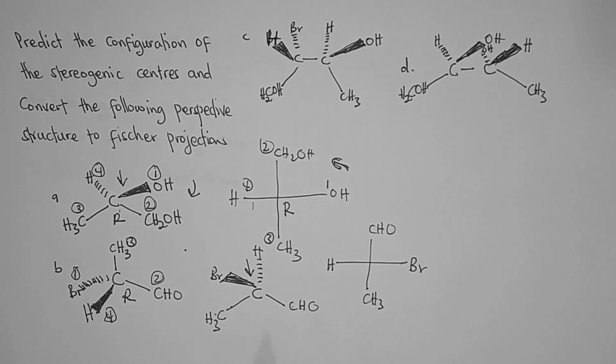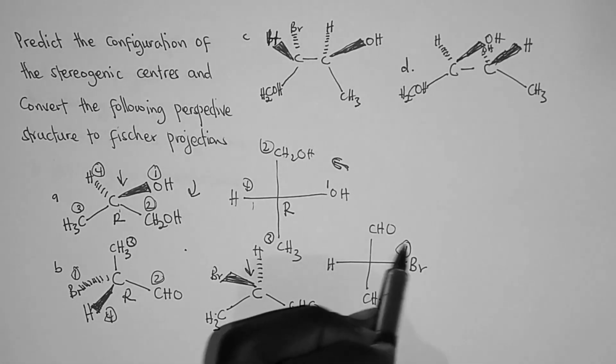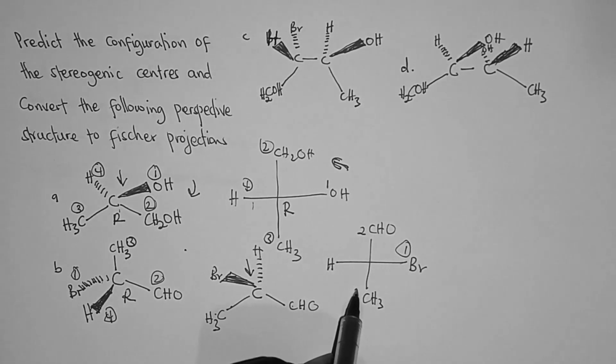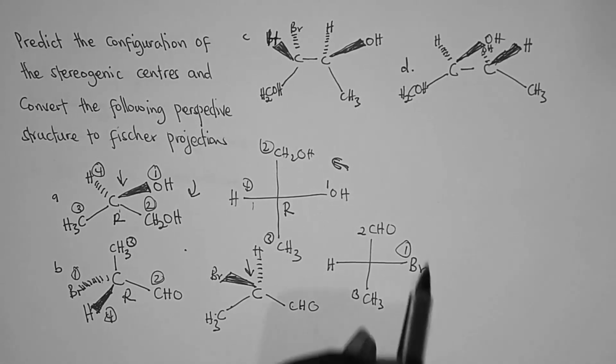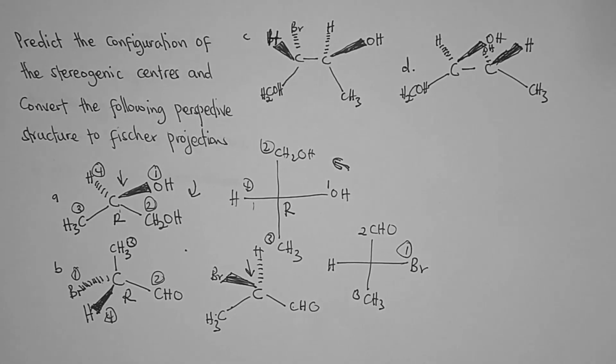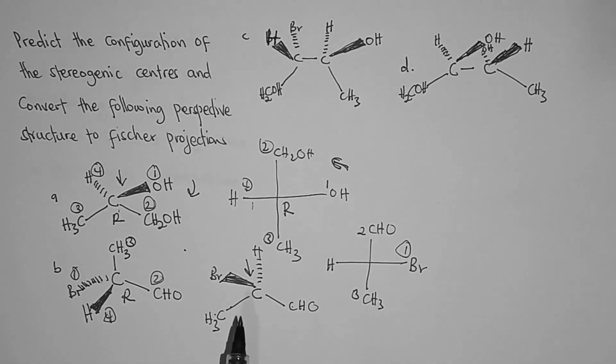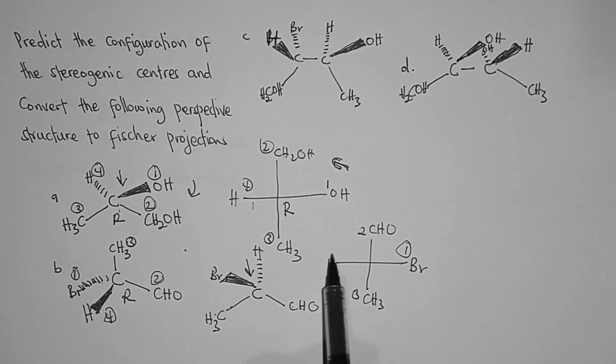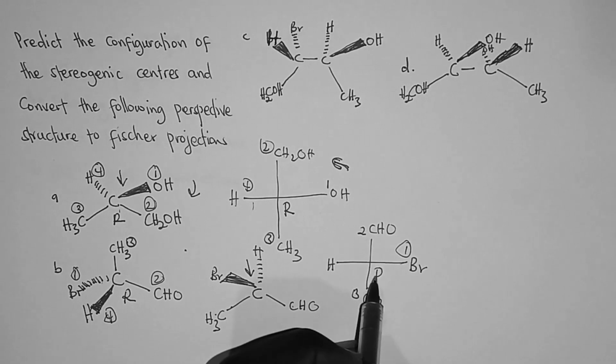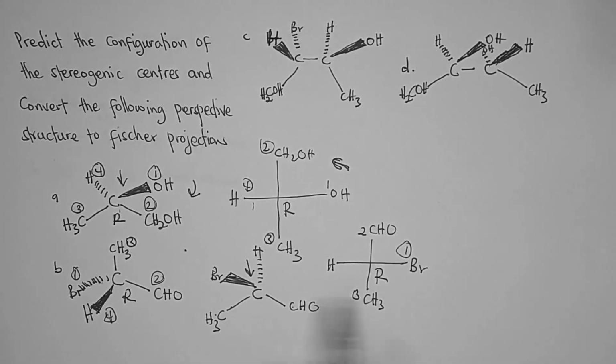Let's determine the configuration here. This is 1, this is 2, and this is 3. So it is going the anti-clockwise direction, which is an S. But the proton is on a wedge bond, and therefore we need to reverse configuration so that this will be an R. So this configuration too is an R. So the Fischer projection is correct.